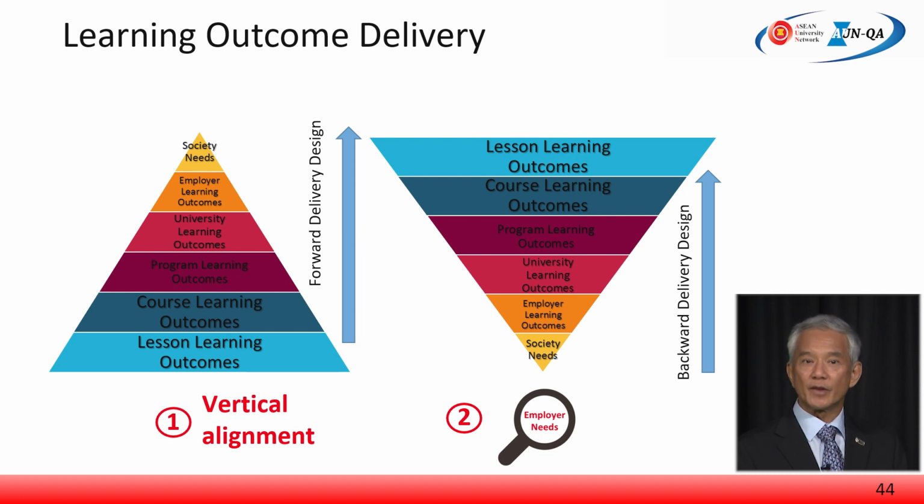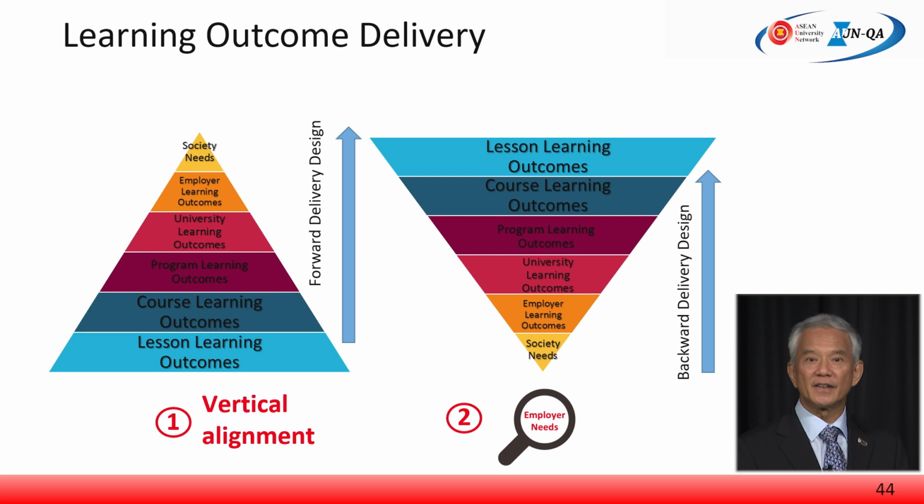The outcomes of the program need to be aligned with the outcomes of the university, and these need to be aligned with the learning outcomes required by employers. At the highest level would be the outcomes that society require of university graduates. This is the concept of alignment, vertical alignment based on a forward delivery system.